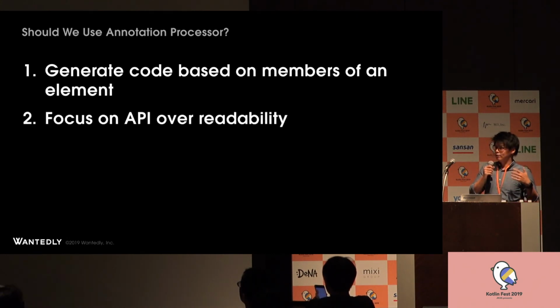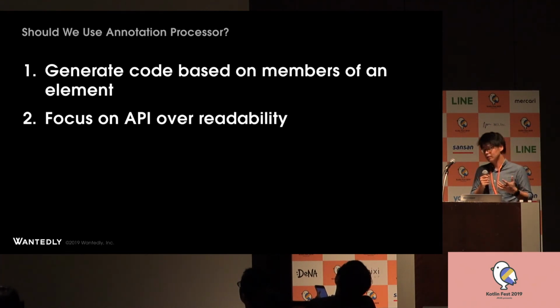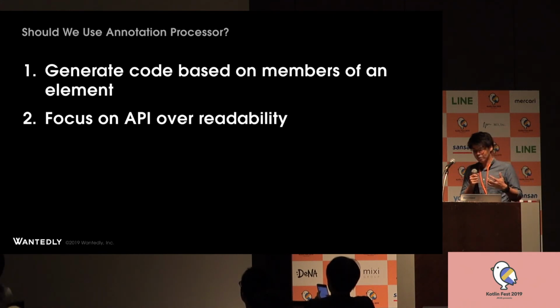When creating an annotation processor, the API of the generated code, that is how you're going to use it in your application, is going to be more important than the readability of the generated code. So create an API that is Kotlin-like. For example, use extension functions, make use of lambdas, and also create DSLs through the generator.